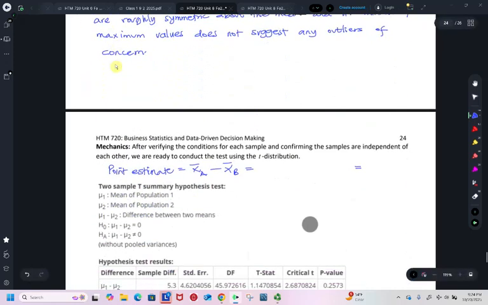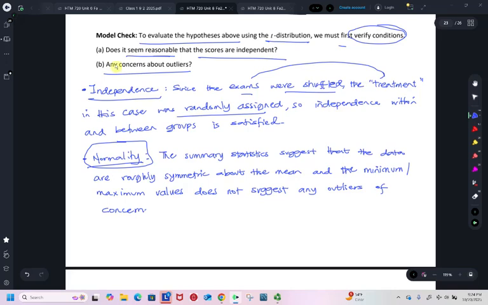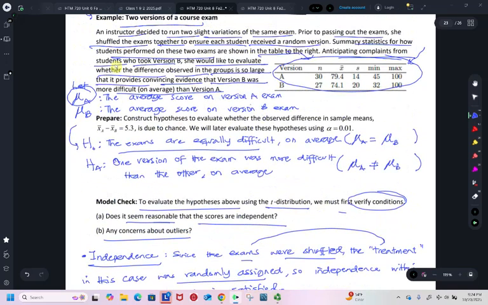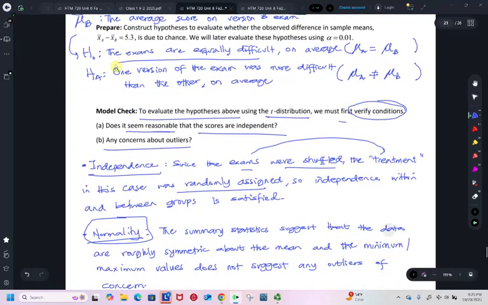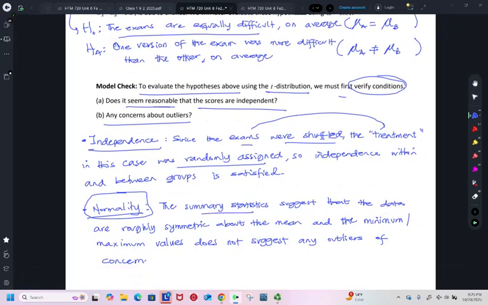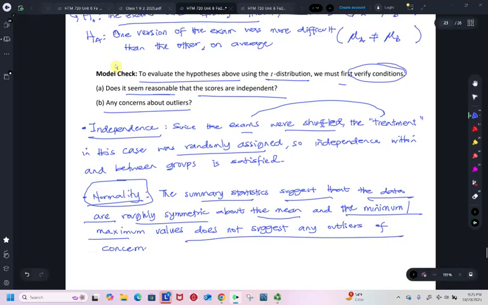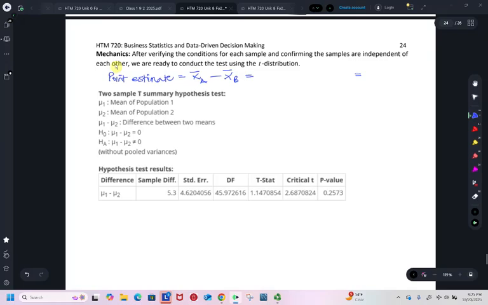To check that, the summary statistics, if we look closely at them, do not show any crazy values that are extremely far off from one another. So the summary statistics suggest that the data are roughly symmetric about the mean, and the minimum or maximum values do not suggest any outliers of extreme concern. And with that, we are ready to get into the mechanics, the main computation.